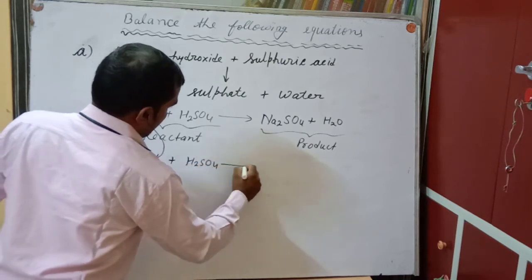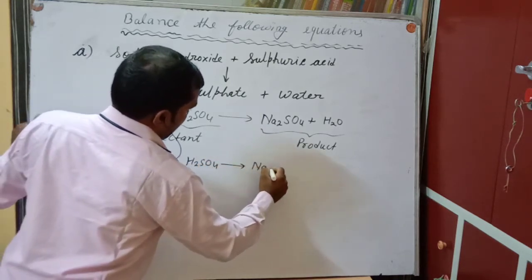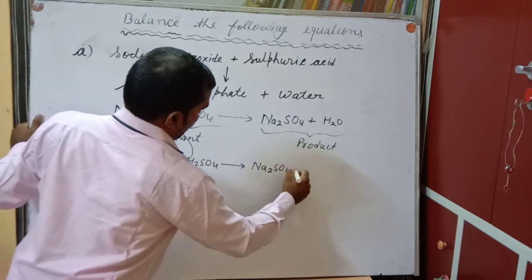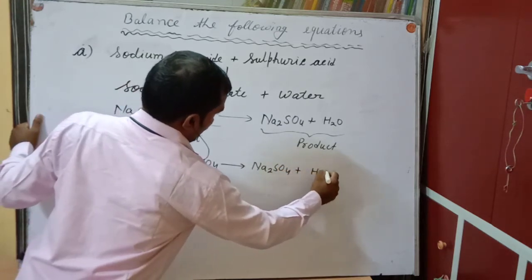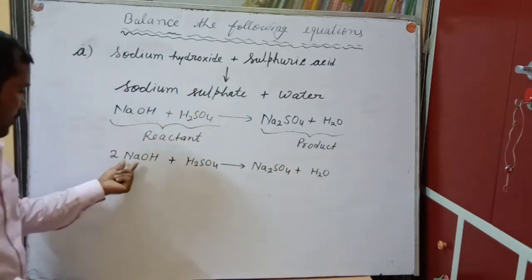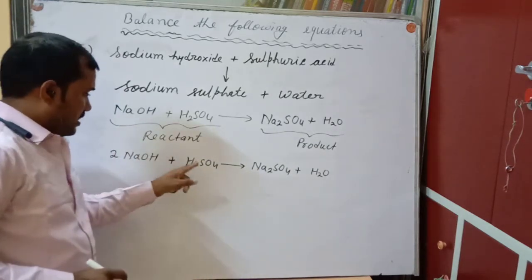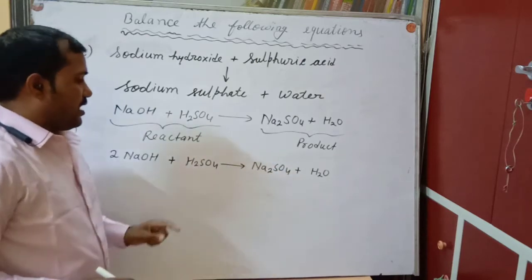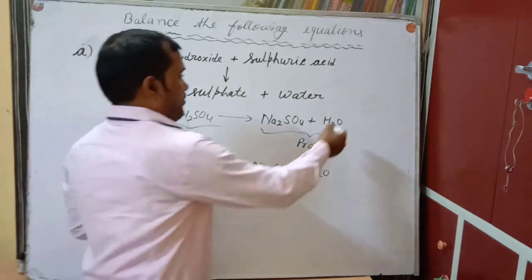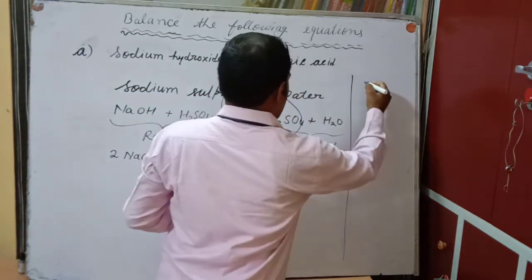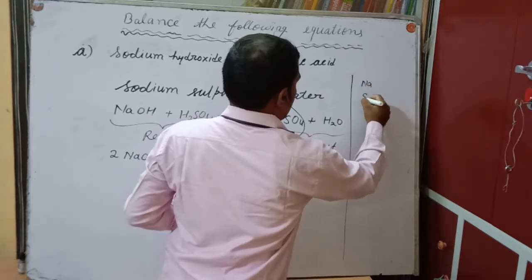H2SO4 gives out Na2SO4 plus H2O. Now please see how many sodium? 2 sodium. Here 2 sodium. And sulfur 1, sulfur 1. So now after balancing the central atom, here you have balanced the sodium and sulfur.